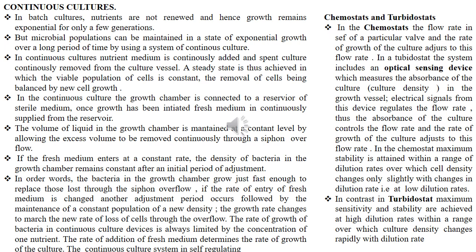The next kind of growth is what we call continuous cultures. Recall that in batch cultures, nutrients are not renewed and growth will remain exponential for only a few generations. But in the continuous culture system, microbial or cell populations can be maintained in a state of exponential growth over a long period of time.